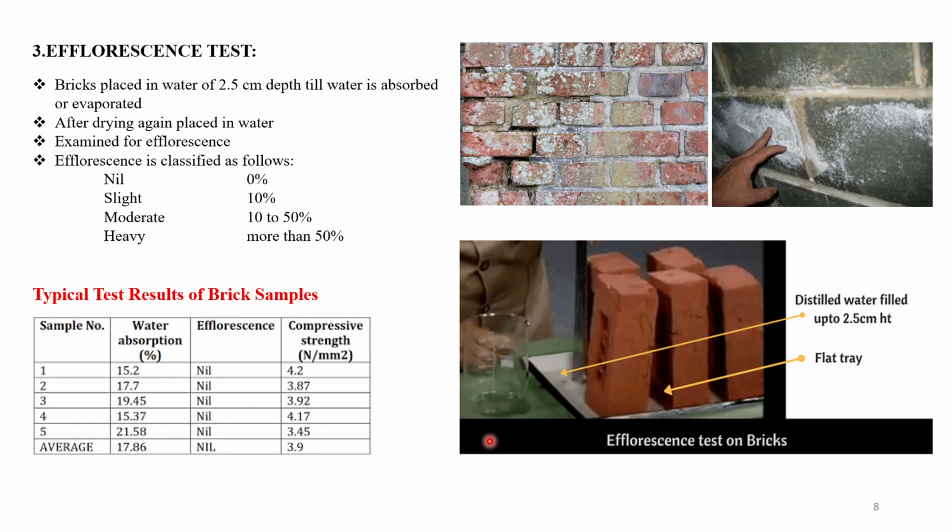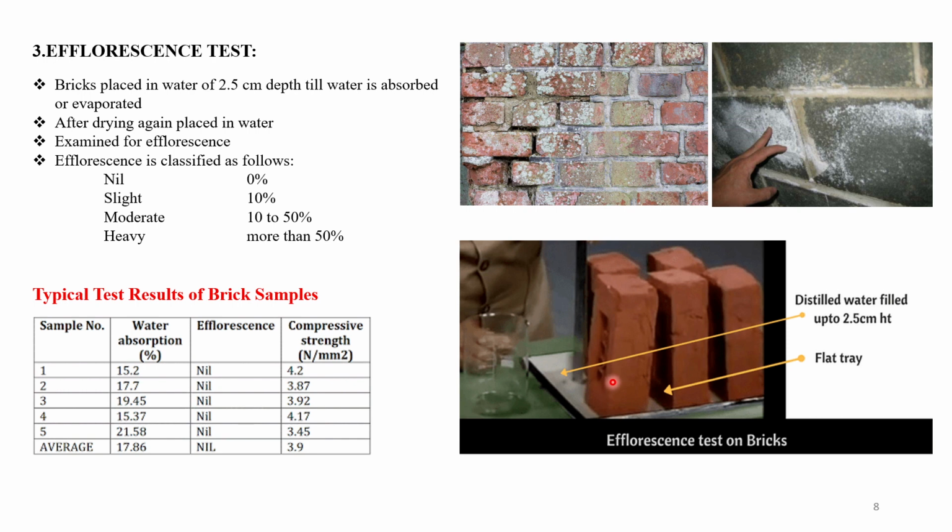Efflorescence test. The efflorescence test is used to measure the soluble salt present in the brick. Okay. So what we will do, we will take a tray and fill the tray up to 2.5 centimeter of water. Okay, we will fill this tray with 2.5 centimeter of water, and we will keep the brick in such a condition that the 2.5 centimeter portion of the brick will be submerged in the water. Okay.